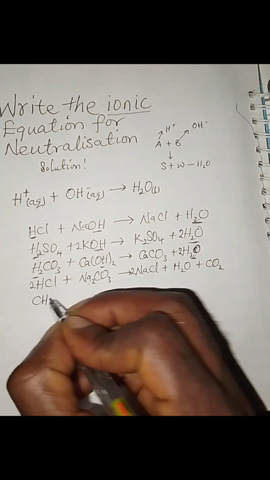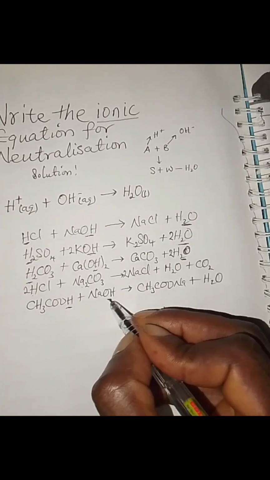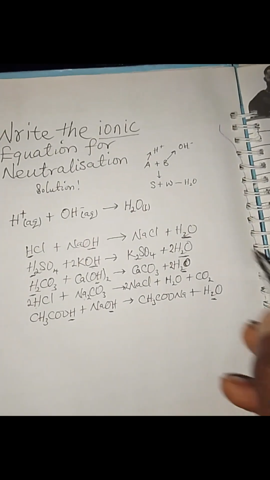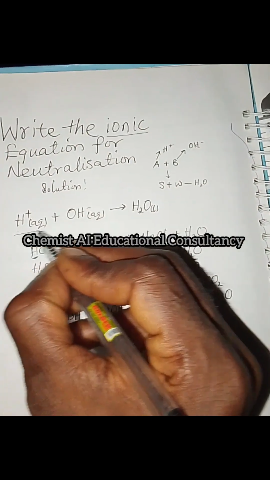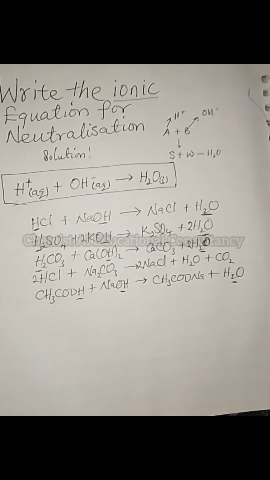Another equation is the equation of reaction of ethanoic acid with sodium hydroxide. So if you look at all these equations of reactions, the same thing here is maintained, and that is why it represents the ionic equation for neutralization.